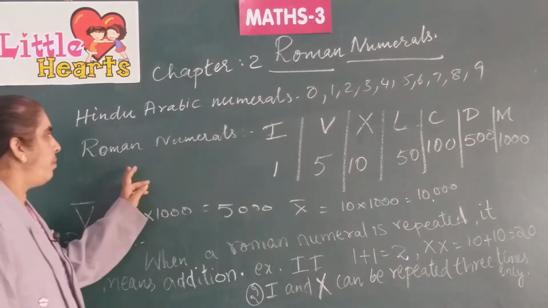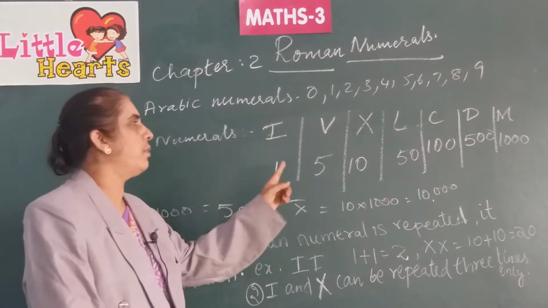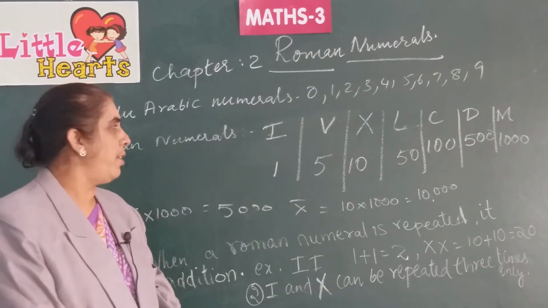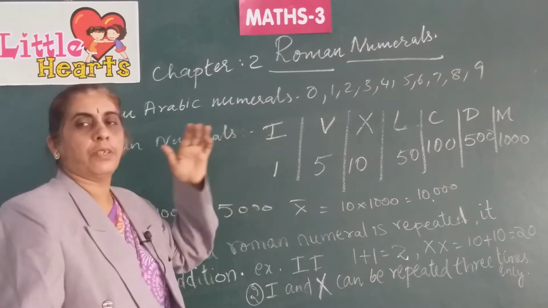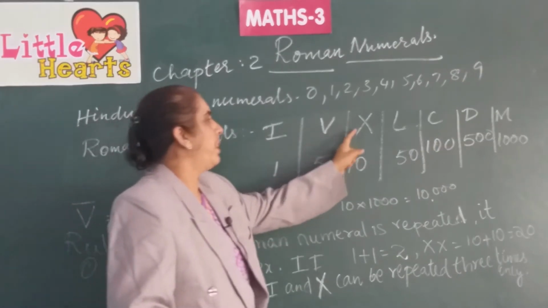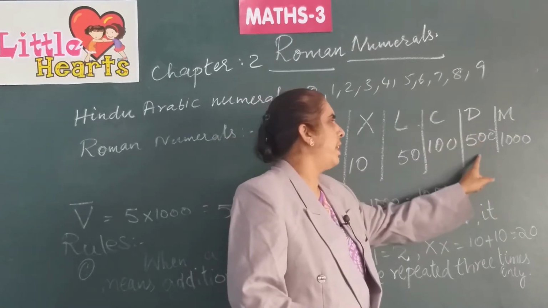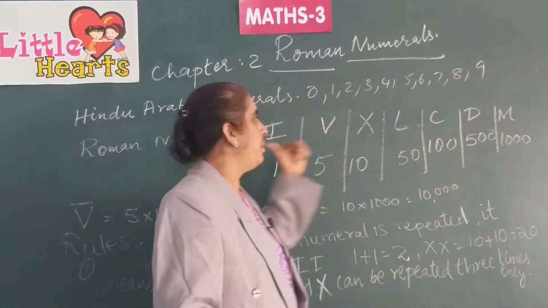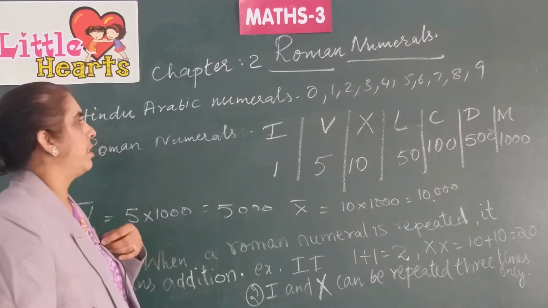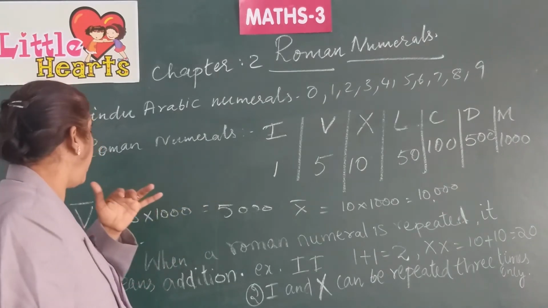And Romans used 7 letters of the English alphabet to represent numbers. They have given some values to these letters. I is 1, V is 5, X is 10, L is 50, C is 100, D is 500 and M is 1000. Using these 7 letters, we can form Roman numerals. We can form any number by using these 7 letters of the English alphabet.